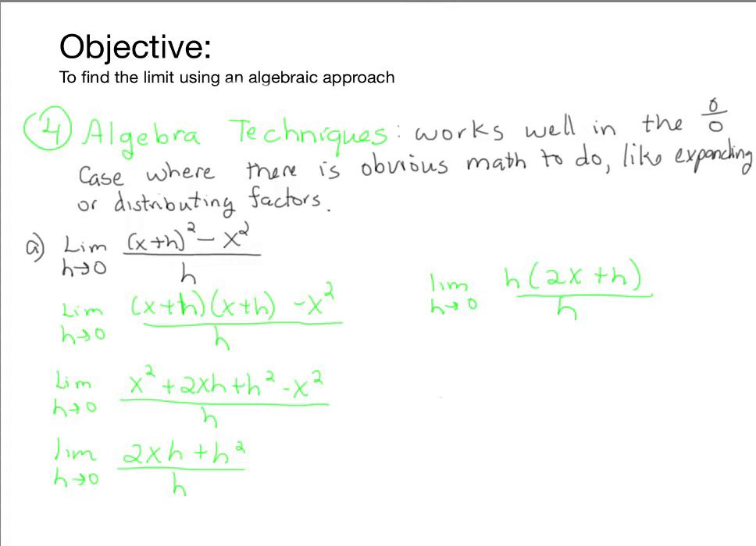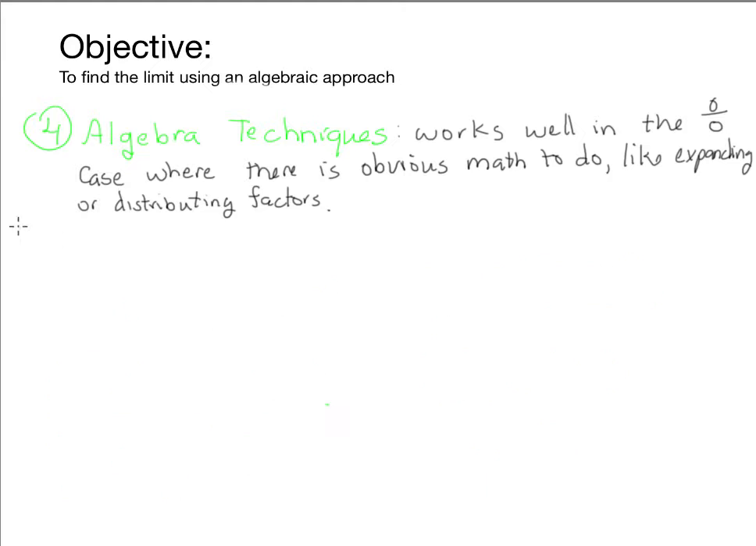Oh look, now I have h as a factor at the top and h as a factor at the bottom, so I can cancel it out. I no longer have division by 0, which was our problem child. So that means I can take the limit as h goes to 0 of 2x plus h by simply replacing every h with 0. And that'll give me 2x as an answer.